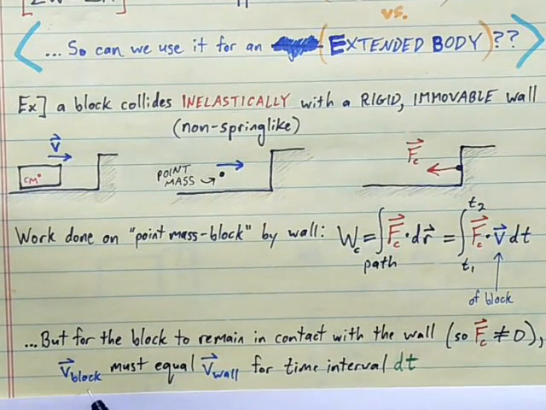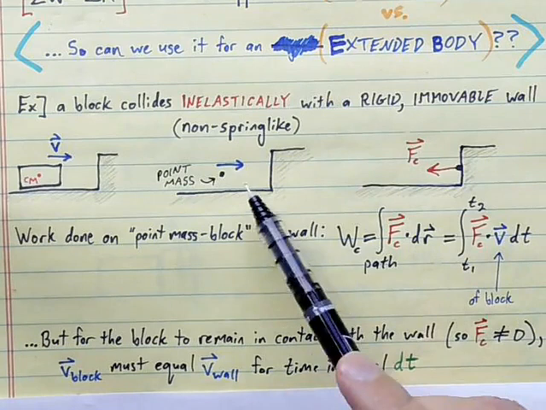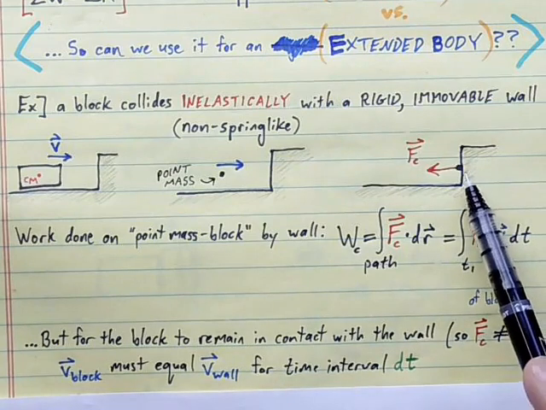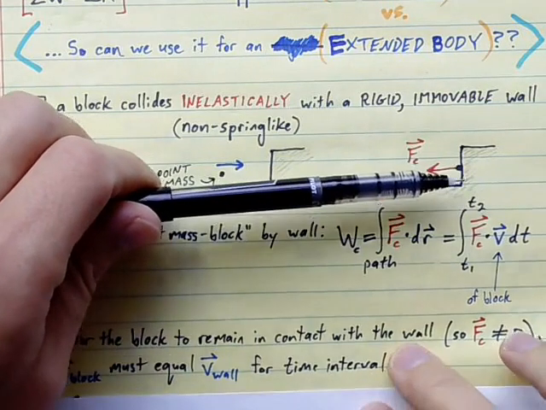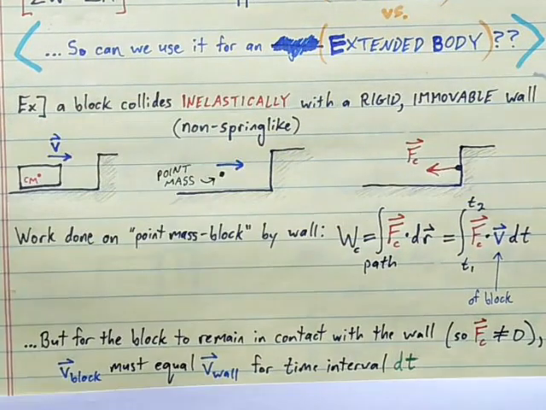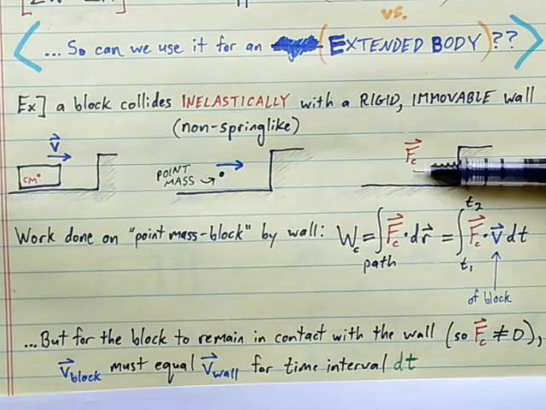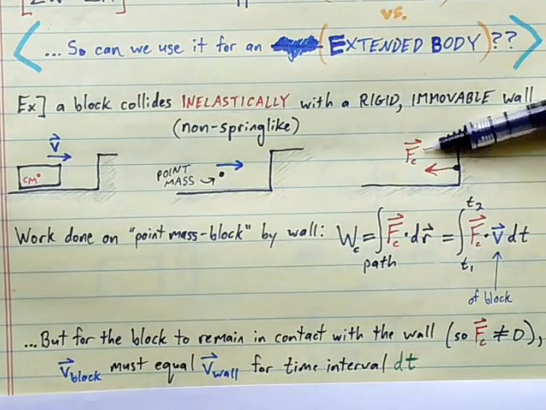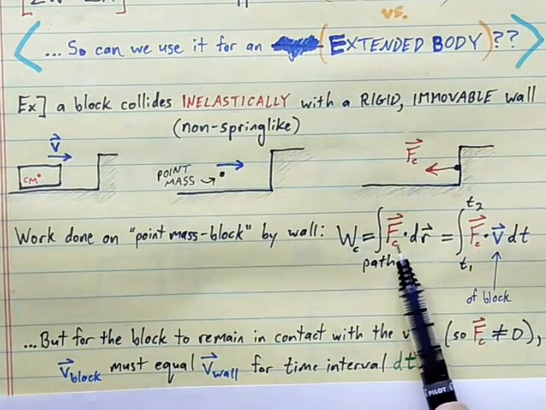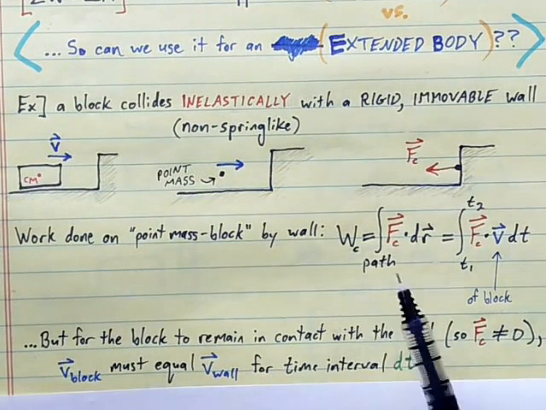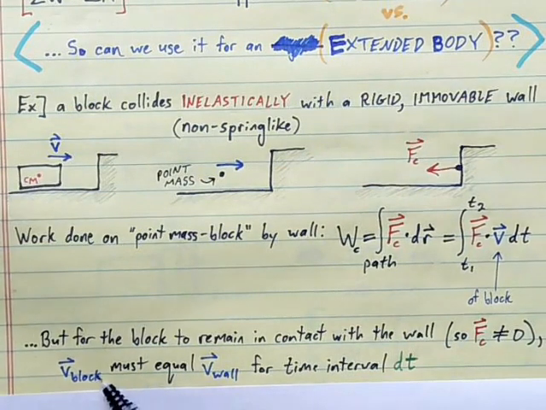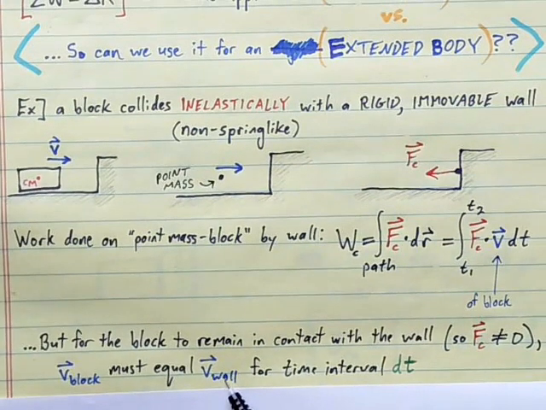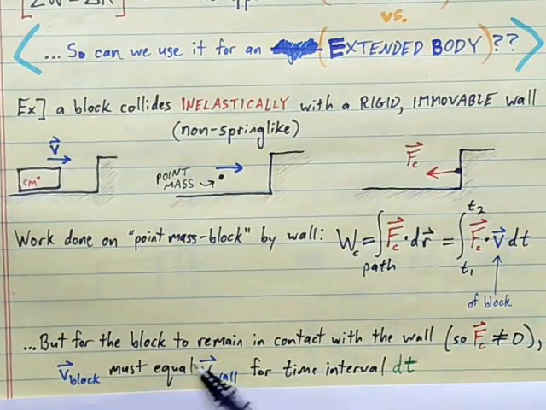Now, for the block to remain in contact with the wall so that we actually have a contact force, the velocity of the block must equal the velocity of the wall for some time. That is, if the velocity of our point mass here is still positive, or still to the right when it hits the wall, it'll be going through the wall. If its velocity is to the left, it'll be leaving the wall and will have lost contact. So if it's not in contact, there's no contact force and there's no work being done. But if it is in contact, its speed must match the speed of the wall, but the speed of the wall is zero. The wall isn't moving.